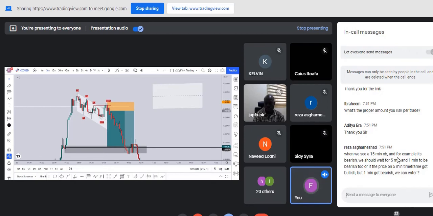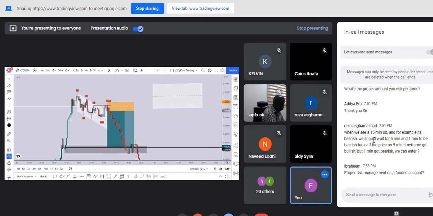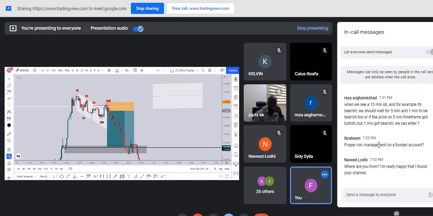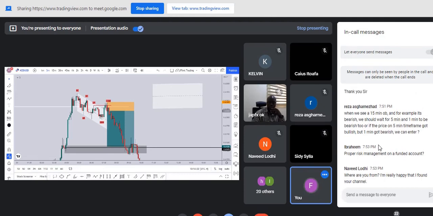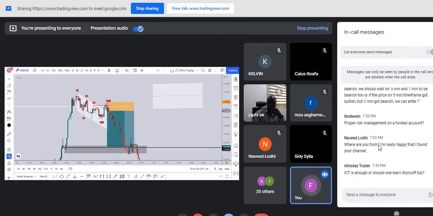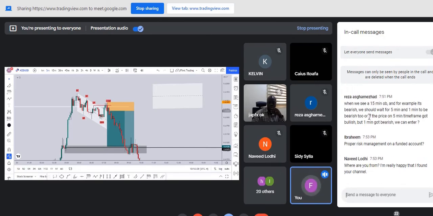When we see a 15-minute order block, for example, it's bearish, should we wait for the 5 minute and 1 minute to be bearish too? Or if price on the 5 minute time frame got bullish and the 1 minute got bearish, can we enter? Let me just repeat that, it's confusing.